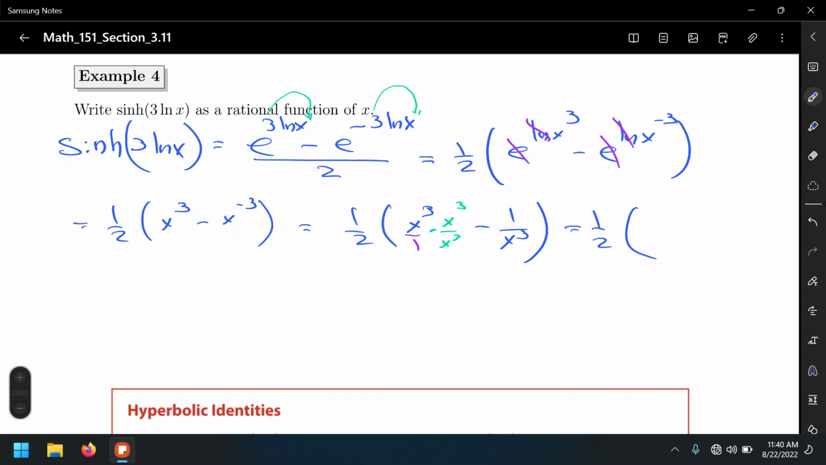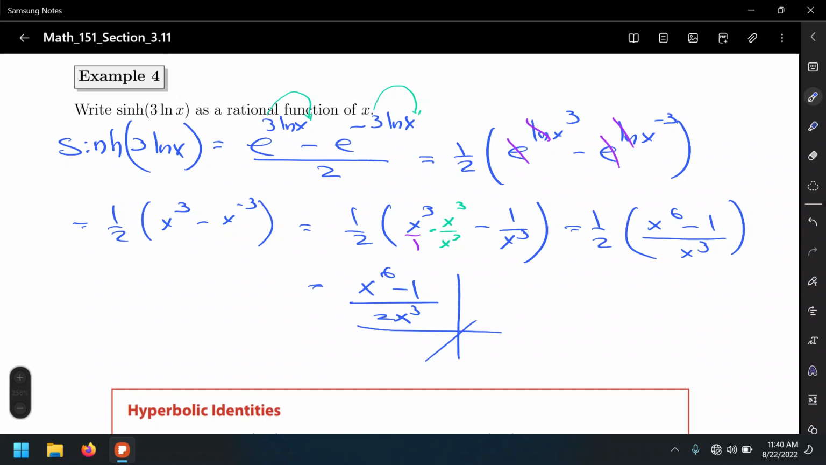What do we do with the exponent when we multiply the same base? Do we also multiply them? Do we add them? So that's x to the 6 minus 1 over, and we'll just bring down this 1/2 as the coefficient in the denominator: x to the 6 minus 1 over 2x cubed. And that's the final answer.